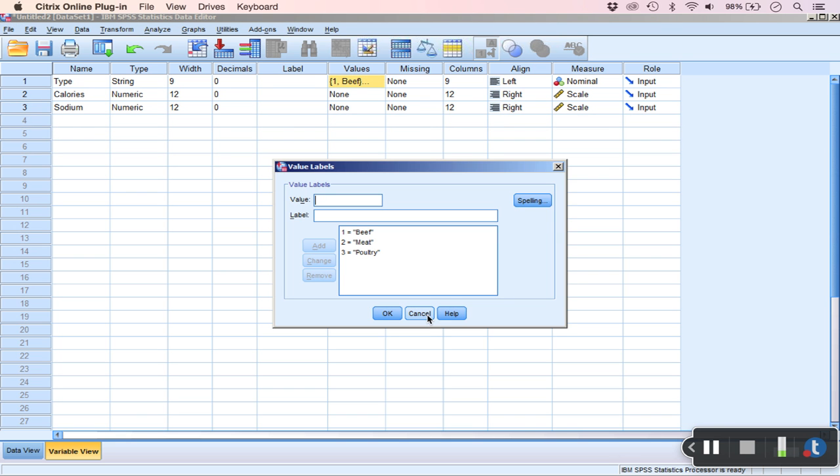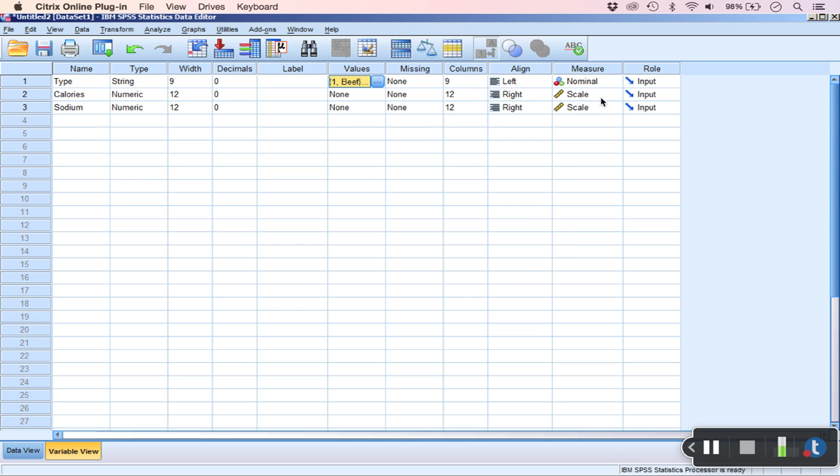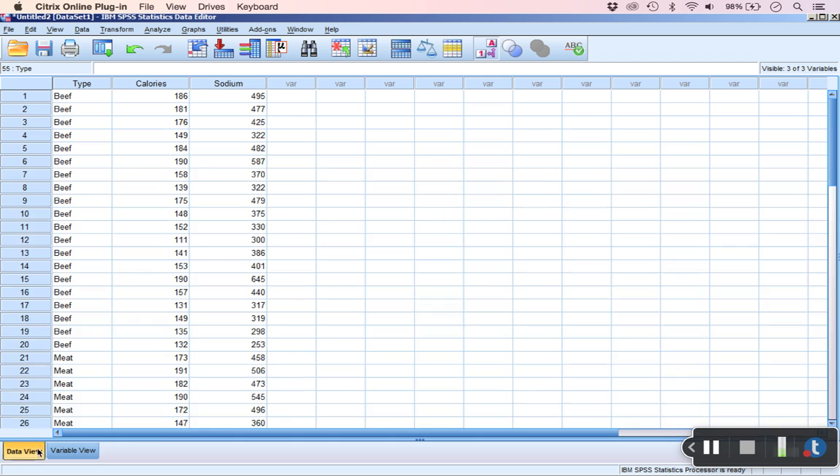If we go to variable view, I've coded these 1 through 3, so you can see the corresponding labels there. I've defined those as nominal variables, and then we also have calories and sodium, which are both measured as interval ratio or scale variables in SPSS. So we could do two tests here. We could do a traditional analysis of variance. We could do an ANOVA looking at calorie content. Does that differ significantly by hot dog type?